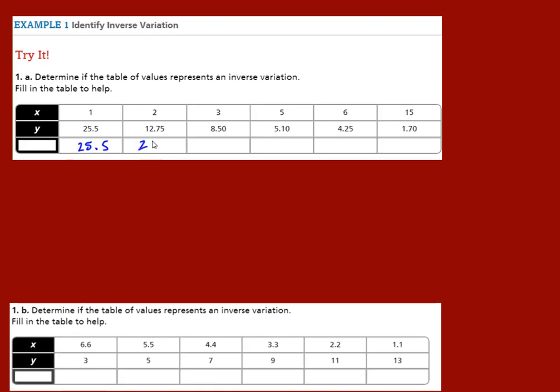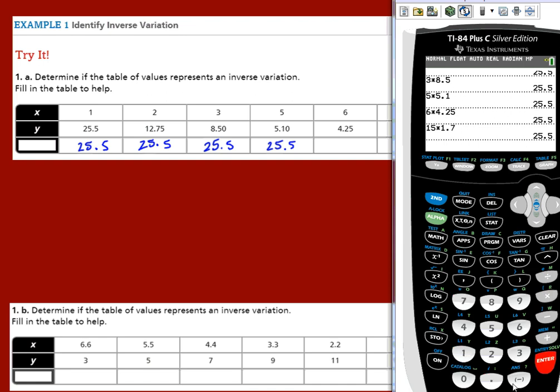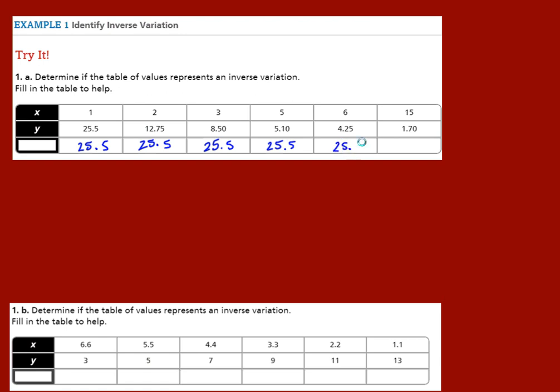Now, if you notice, all of these so far are 25.5. Sometimes we'll assume that the rest of them will be as well. But you can't do that. If just one of these is not 25.5, we don't have an inverse variation. So we have to check them all. So 6 times 4.25 is also 25.5. And the last one was 15 times 1.7, which is also 25.5. So yes, they all end up being 25.5.